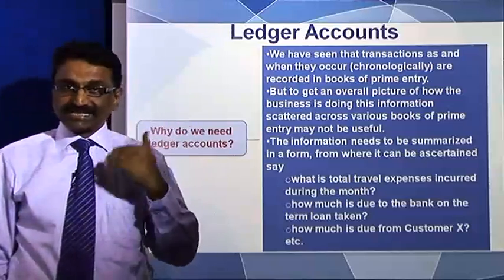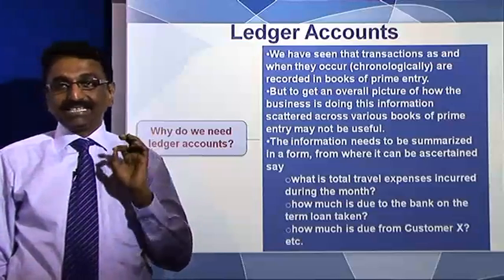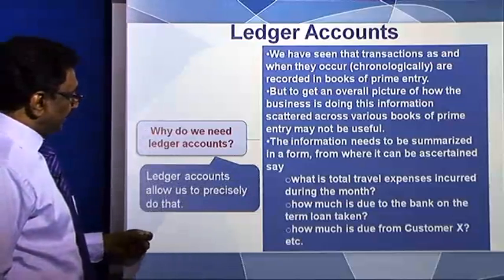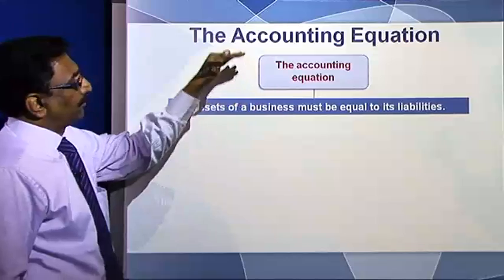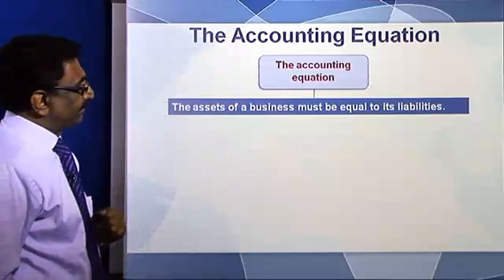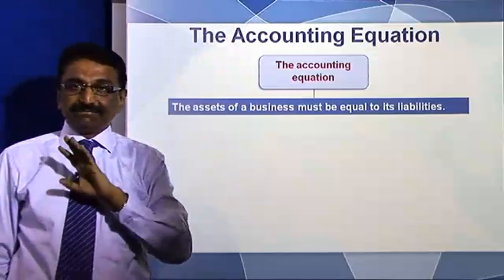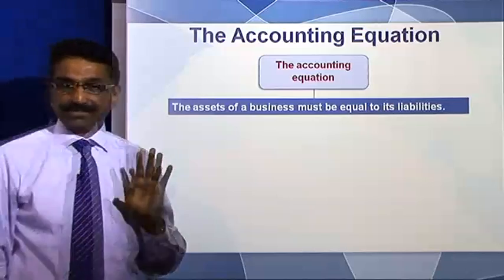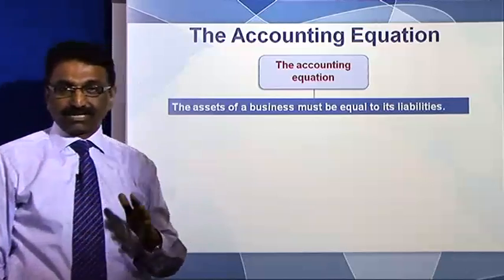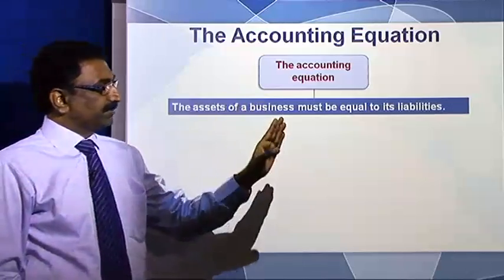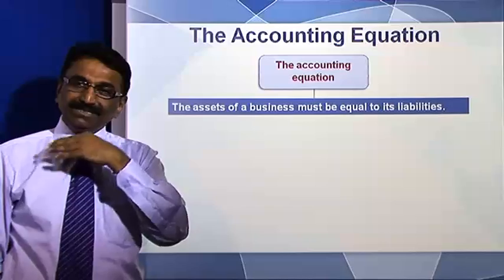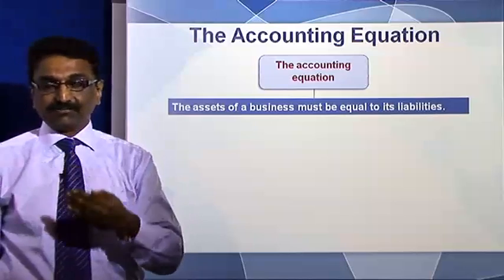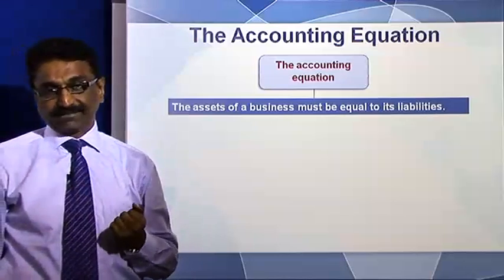But before we move in, as I said before, we need to understand a very key and important concept called the accounting equation, which sits on top of all that we are going to discuss. Basically, the accounting equation states that the assets of a business must be equal to its liabilities, period. There is no two questions, there is no argument about it. Now let me take an example of somebody starting a business and see how this equation works out as more and more transactions happen.